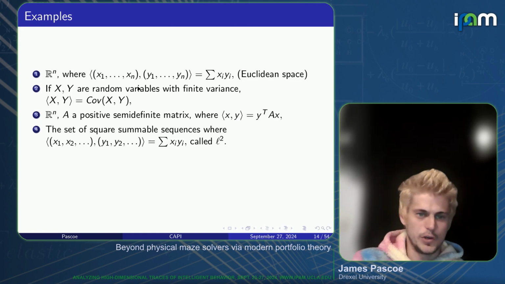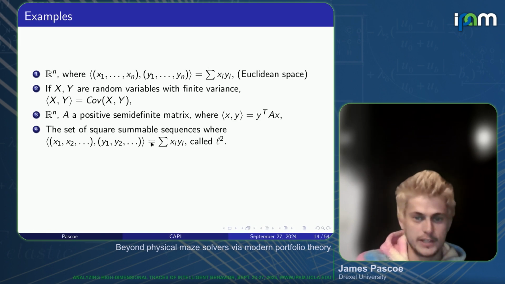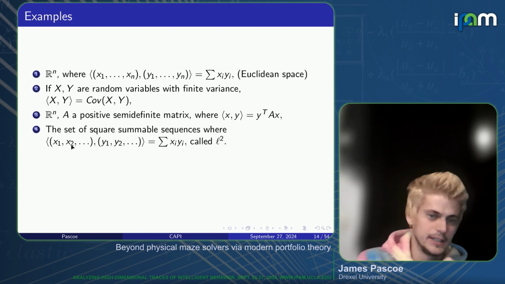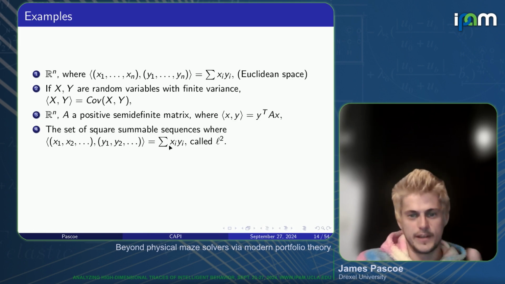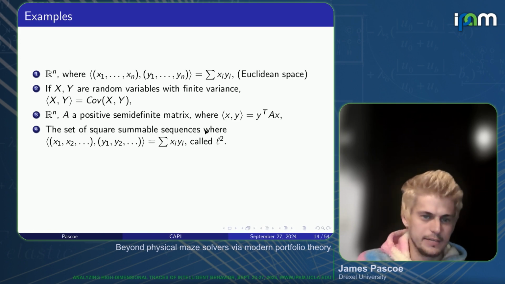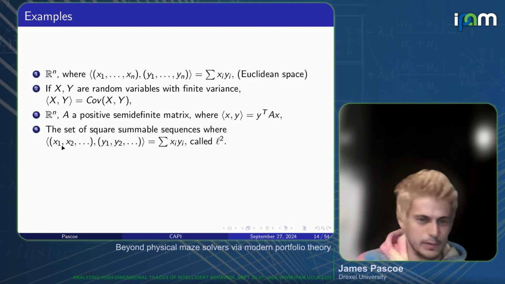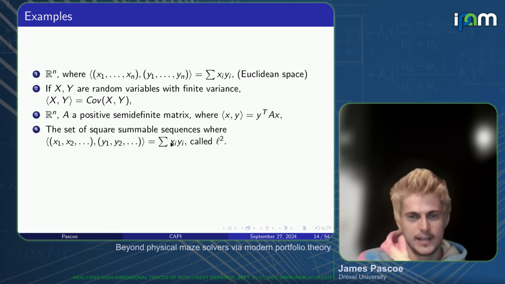I can take the infinite dimensional generalization of Euclidean space. So I could take the set of infinite sequences where I define their inner product to be just term by term multiplication. And the point here is that for this inner product to make sense, we really need that the x's are square summable. So x1 squared plus x2 squared and so on is summable, which really just means that if I take the inner product of x with x, I should get out some finite number.